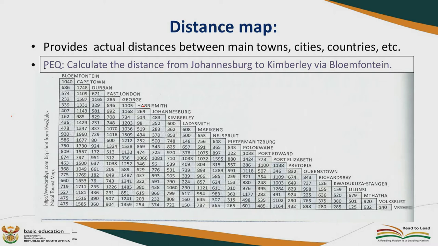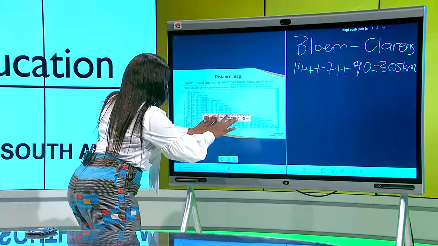But let's say you wanted the distance from George to Durban. So from George to Durban, they meet there. The distance is 1,165 kilometers. Let's look at the last example. If maybe you wanted the distance from Port Elizabeth to Nelspruit. This is Port Elizabeth and this is Nelspruit. So the distance between Port Elizabeth and Nelspruit would be 1,595 kilometers.